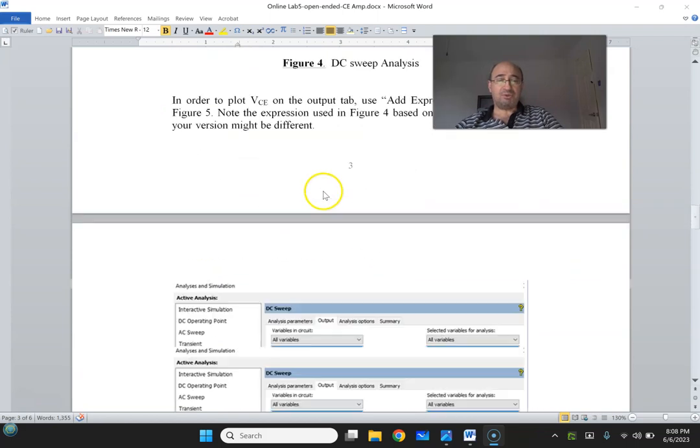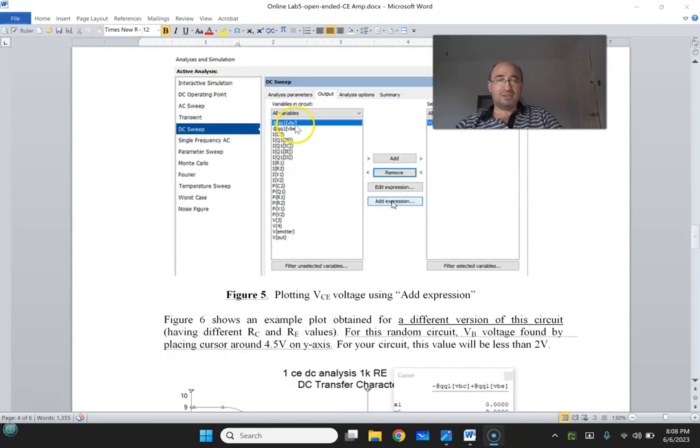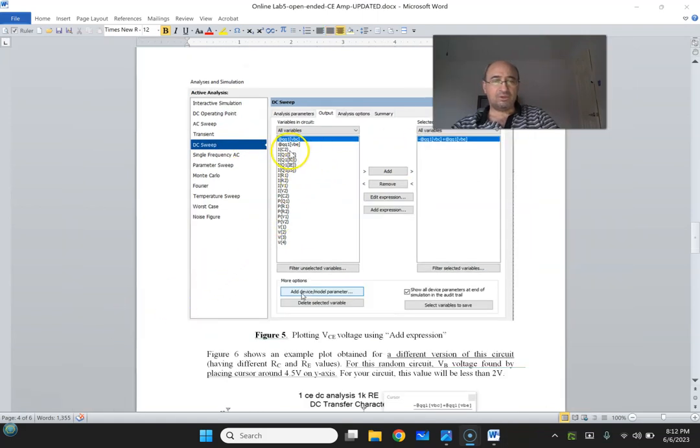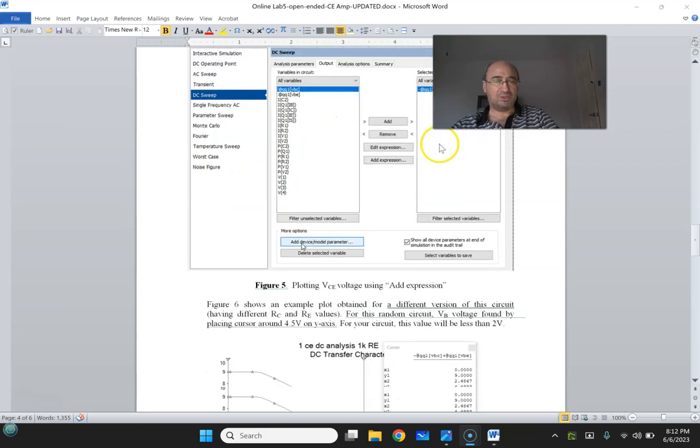And on the output tab, you need to select the collector emitter voltage. Since you don't have collector emitter voltage available, you need to select the base collector voltage and then the base emitter voltage, and then use some math to get the VC voltage. In order to plot VBC and VBE voltages, which are used in this equation, you need to click on Add Device Model Parameter and then select the transistor base collector and base emitter voltages, and then use this expression to get the collector emitter DC voltage.